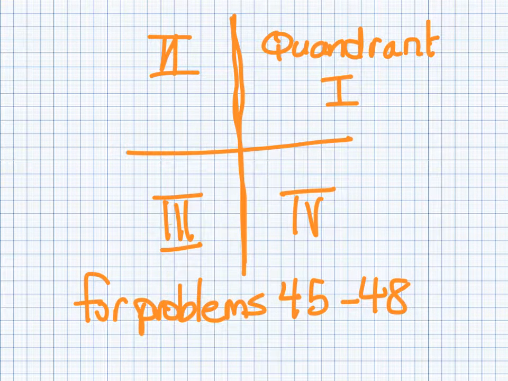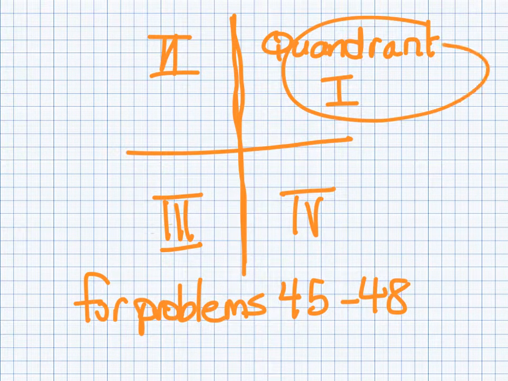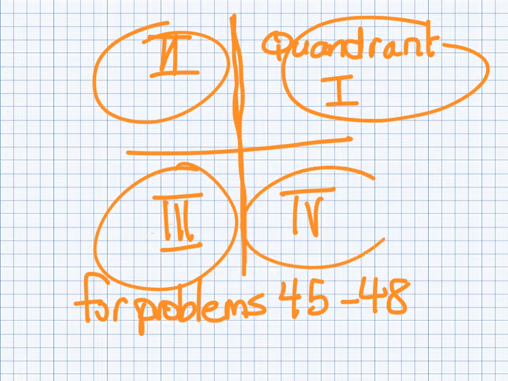For problems 45, 46, 47, 48, it's asking you to figure out what quadrant they would be in. If you draw out your grid, quadrant 1 is up here, then quadrant 2, quadrant 3, and quadrant 4. By plotting those points, I have graph paper over here, you have to say which quadrant each one of those is. That's the answer for 45, 46, 47, and 48.